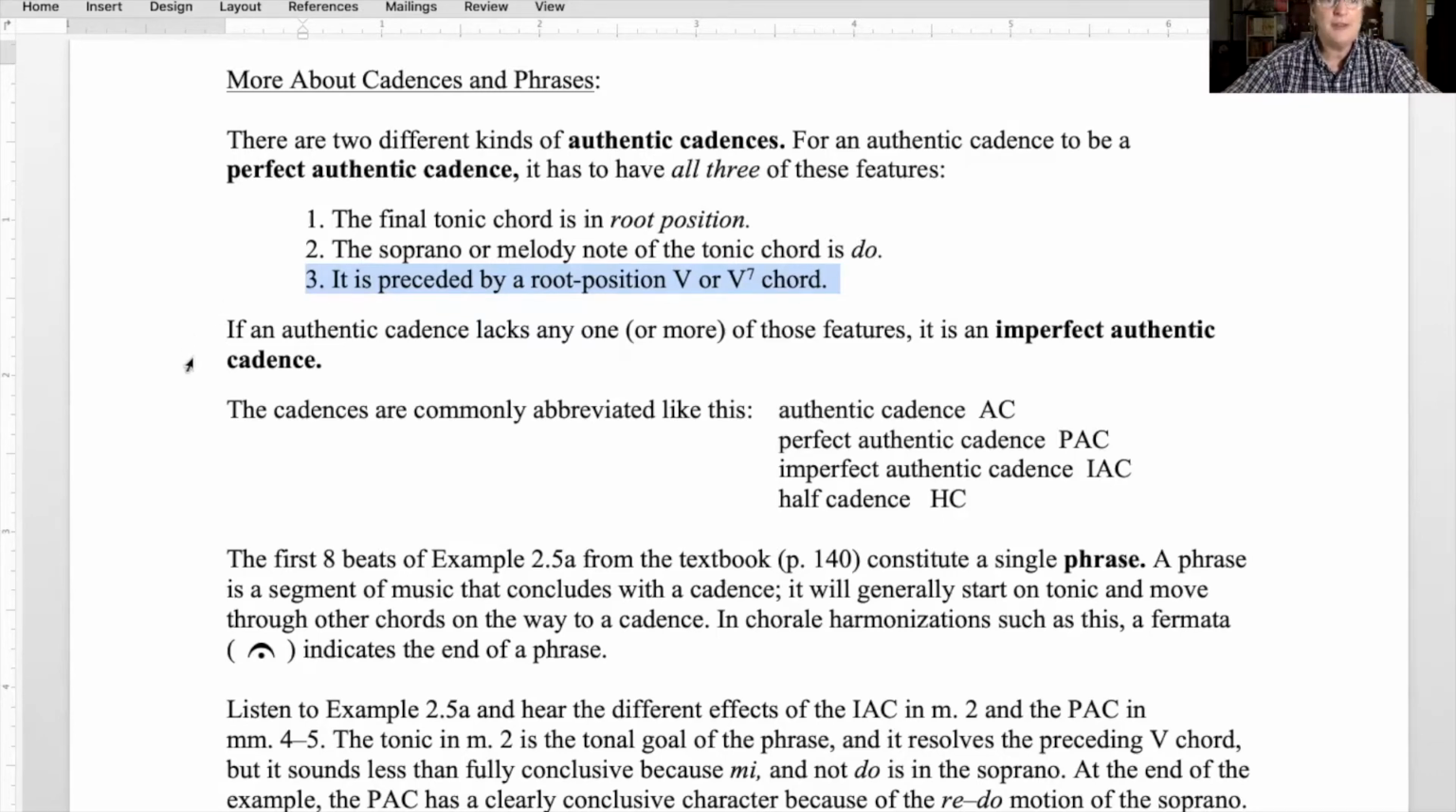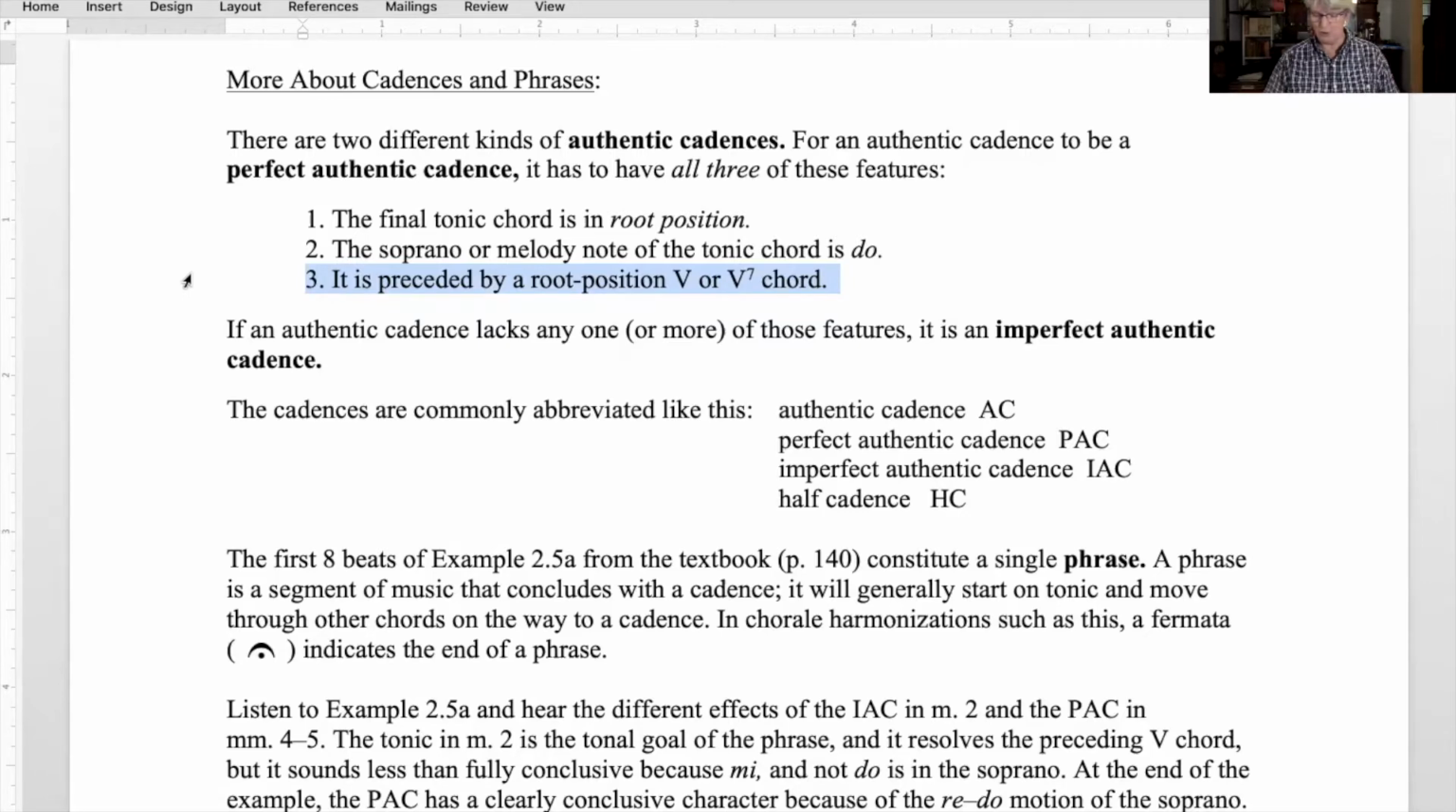If you have an authentic cadence, but it lacks any one of these 3 things, or more than one of them, then we would say it is an imperfect authentic cadence. The effect, while still resolving the 5 and giving a feeling of arrival on the tonic, nevertheless is less conclusive. Here are some examples of imperfect authentic cadences.